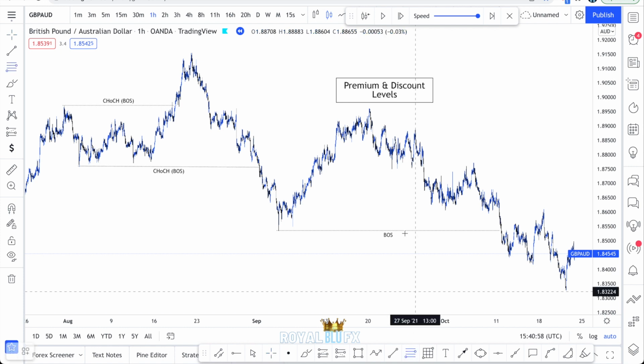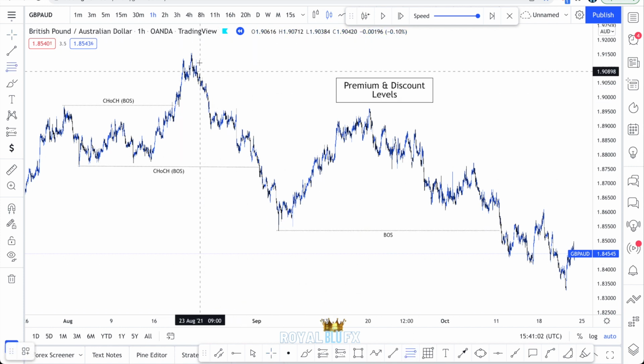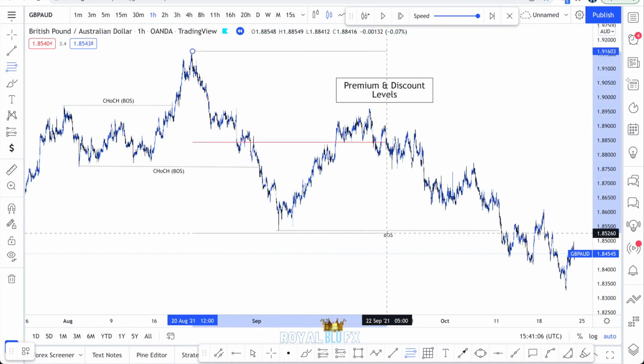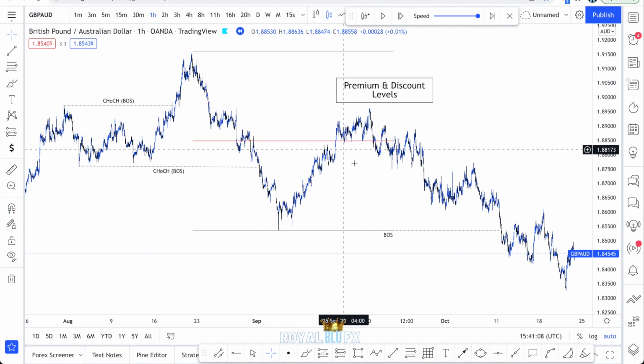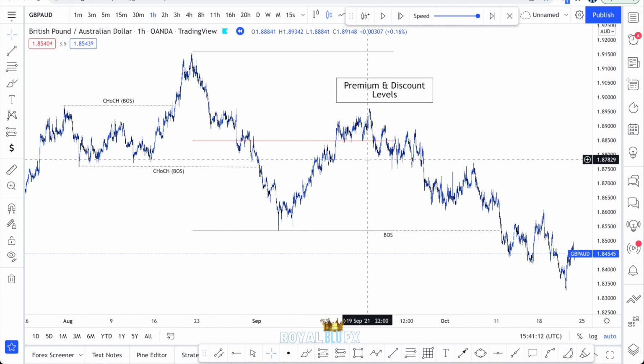So if we get our Fibonacci tool right here, you can go from bottom to top or top from bottom. It doesn't really matter as long as you know where your premium and discount levels are. Okay, in this case, premium is the sell and discount is the buy. Premium is the top, discount is always at the bottom.